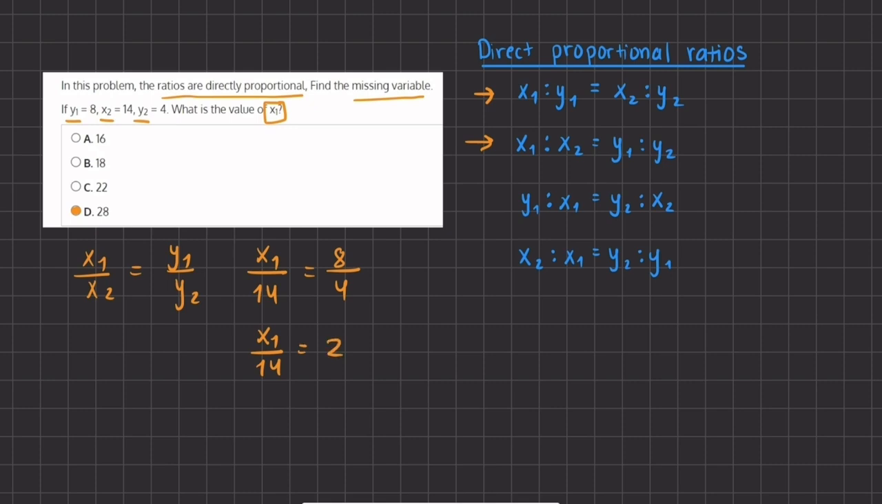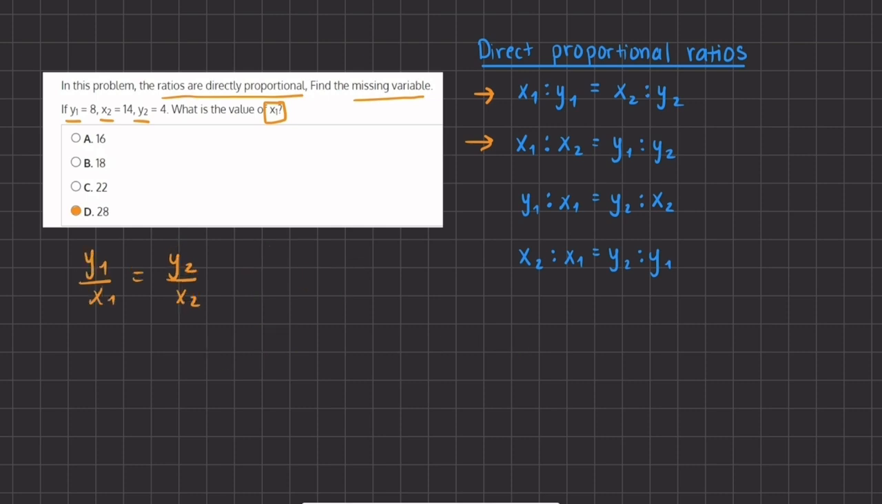Now, in order to isolate the variable x1, we have to multiply 14 on both sides. And once we do so, we have x1 equal to 2 times 14, which gives us 28, just like we got with our first formula over here. All right, so now we're going to solve using our third formula.